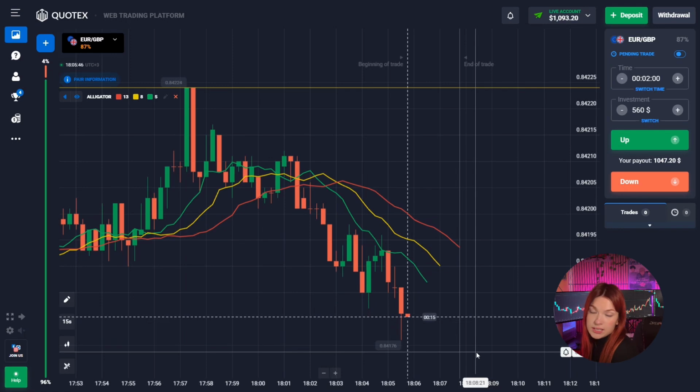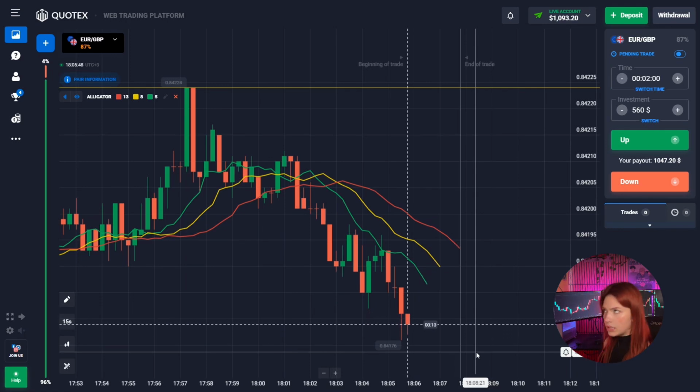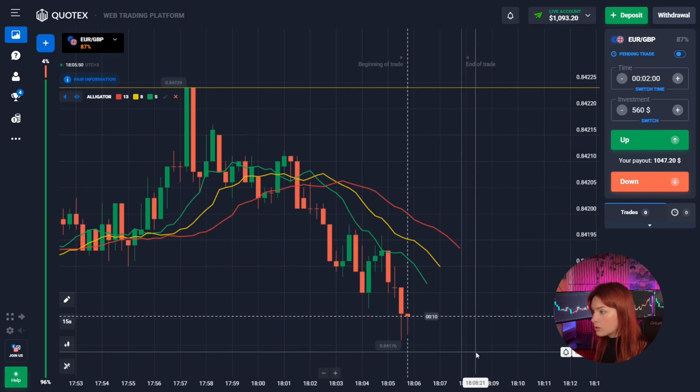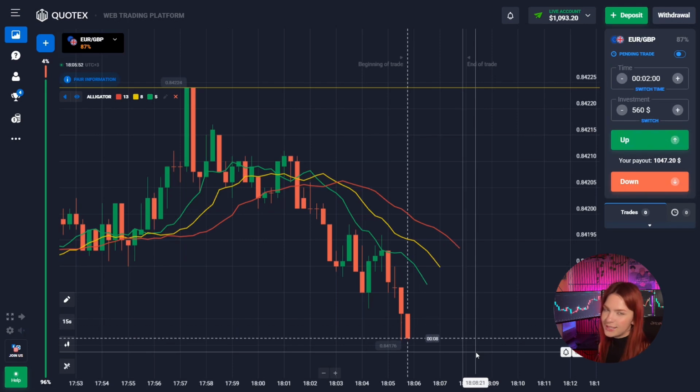So as you can see, the Alligator Indicator in combination with technical analysis works so well, and so let's continue, guys.